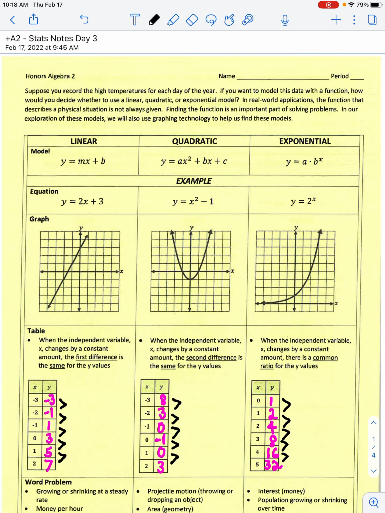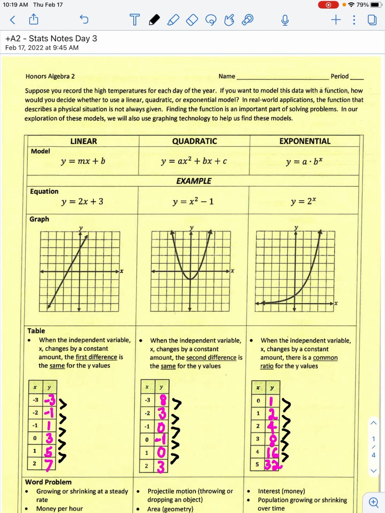So now, tables. One of the ways we can determine from a table which type of model we have is based on what's happening with the x and y variables. When the x variable changes by a constant amount, so in our linear model, you can see -3 to -2 is increasing by a positive 1. -2 to -1 is increasing by positive 1. -1 to 0, positive 1. And that pattern continues for the entire table.